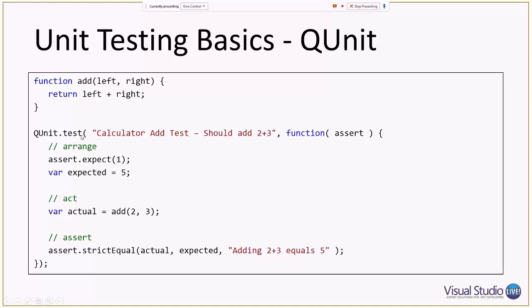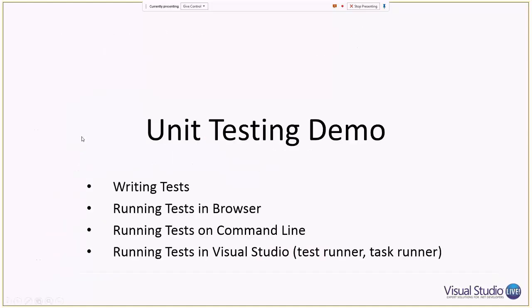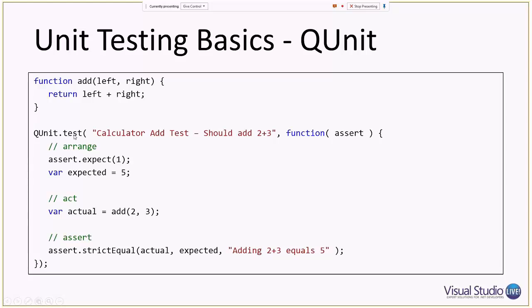So this here is an example. Basically, you're going to start off your unit tests by defining just a QUnit test object. So here we have test, and then you supply a name for your test. So we're calling this a calculator add test. And we're saying it should add 2 numbers, add the number 2 and 3.